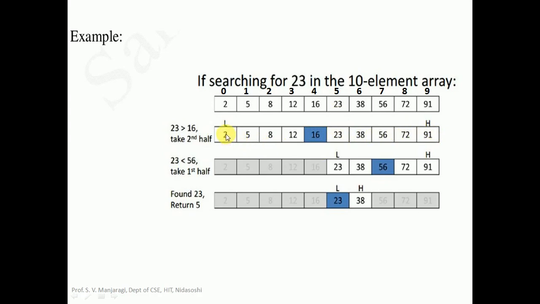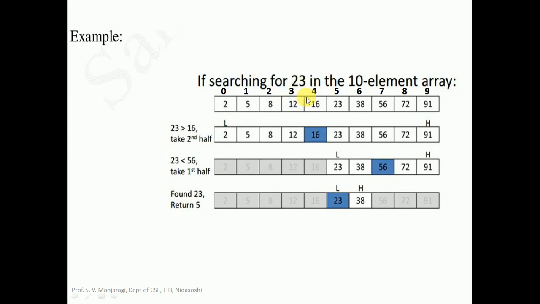If you look at the elements of the first half, that is from low to mid minus 1, up to here, these elements are 2, 5, 8, 12. These elements are less than 16. If you look at the elements of the second half, from mid plus 1 to high, the elements are 23, 38, 56, 72, 91. These elements are greater than the middle element, that is 16. First of all, the key should be compared with the middle element. If the key matches with the middle element, then you have to say that the search is successful and mid plus 1 will be the position of that particular element.